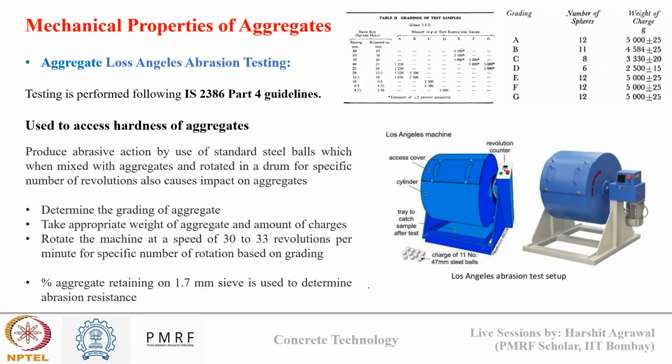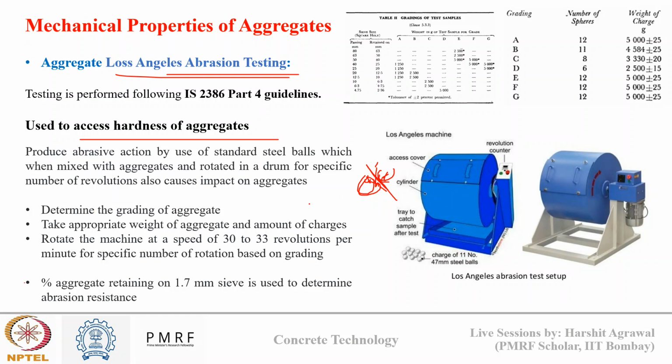Okay, and third one is the abrasion resistance of aggregate. It is used to assess the hardness of aggregate. So how do we produce abrasive action? Abrasive means rubbing of aggregates. What happens when aggregates rub across each other? When two rough aggregates slide across each other, they can cause wear and tear of their surface, they can degrade each other. This degradation of aggregates is known as abrasion, and this is used to assess the hardness of aggregate.